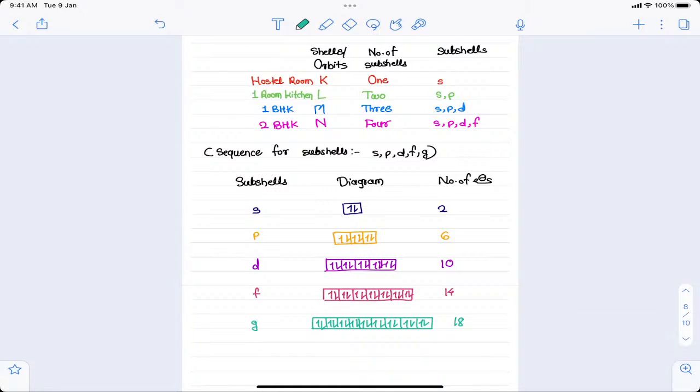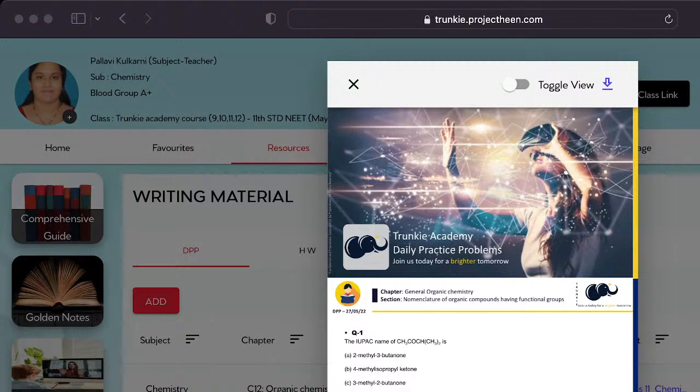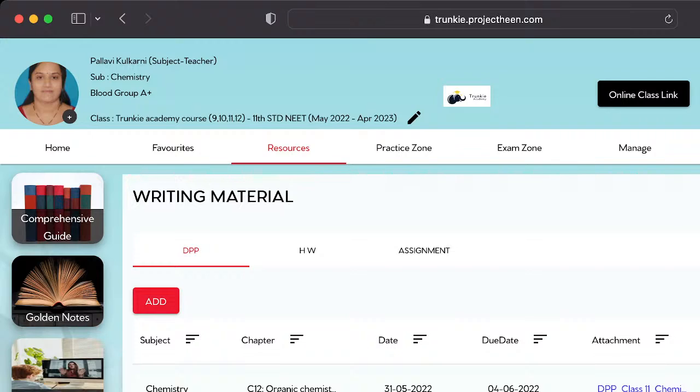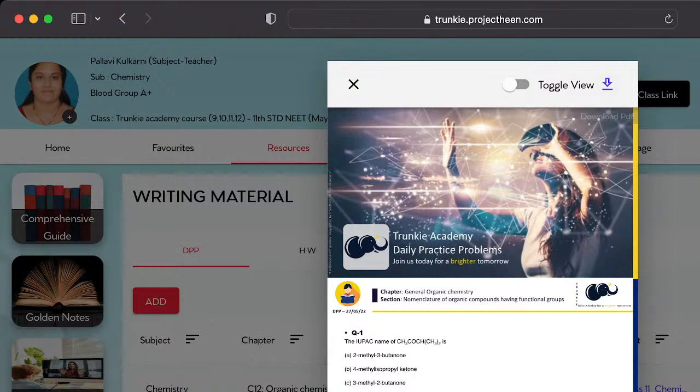Before ending the class, let me show you the DPP, the daily practice problem. This is a teacher's profile; it will be similar for students also. You have to go to resources, then to writing material, then click on DPP. You can see the download option over here. Write down the solutions of this DPP in your notebook, take a photograph and upload the picture on your portal, so that the teacher will be able to see, evaluate, and let you know the suggestions wherever required.